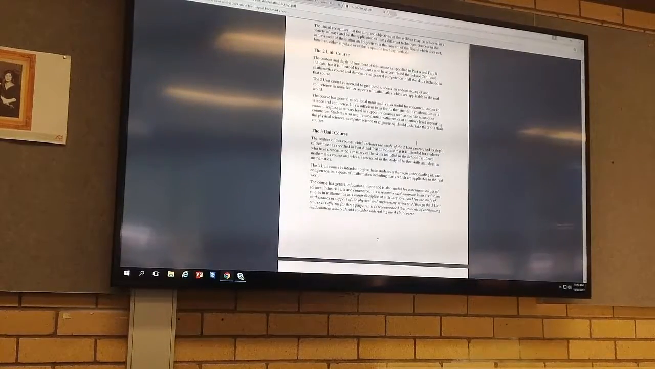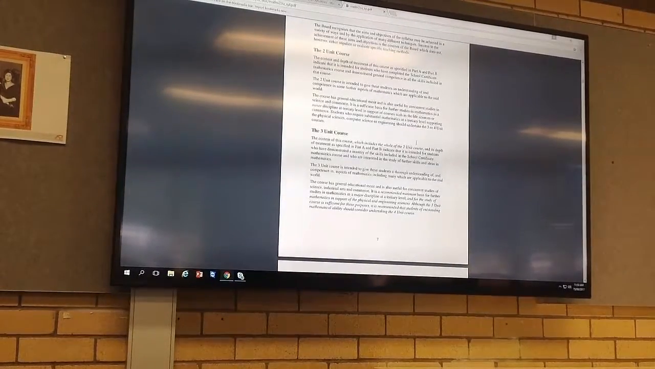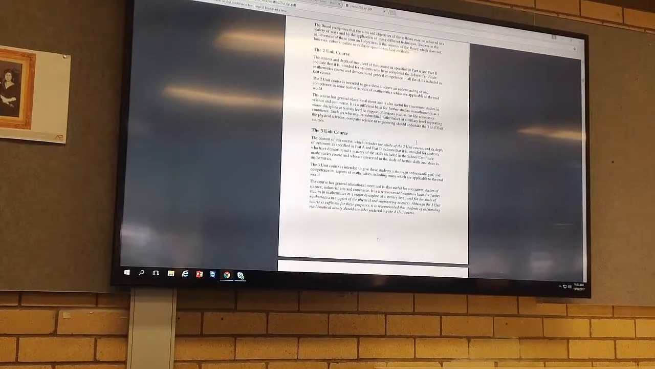Now the 3 unit one says... Yep. So it says the content of the 3 unit includes the whole of the 2 unit, and its depth of treatment is specified in Part A and Part B. It's intended for students who have demonstrated mastery. So if someone was saying to you, I want to do 3 unit mathematics, what would you expect them to be getting in year 10? 80s. Once you get down into the 70s, it's starting to drop a bit low, unless, of course, they just sat on their bum for the last 3 years and haven't done it.